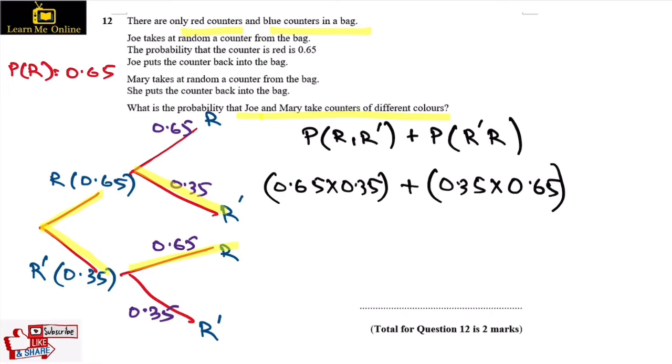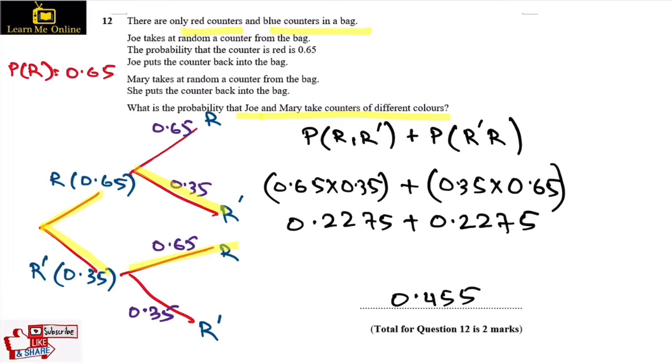So when you do 0.65 times 0.35, it would be 0.2275. The other one would be 0.2275 as well. And when you add them together, it would be 0.455. And this is for 2 marks.